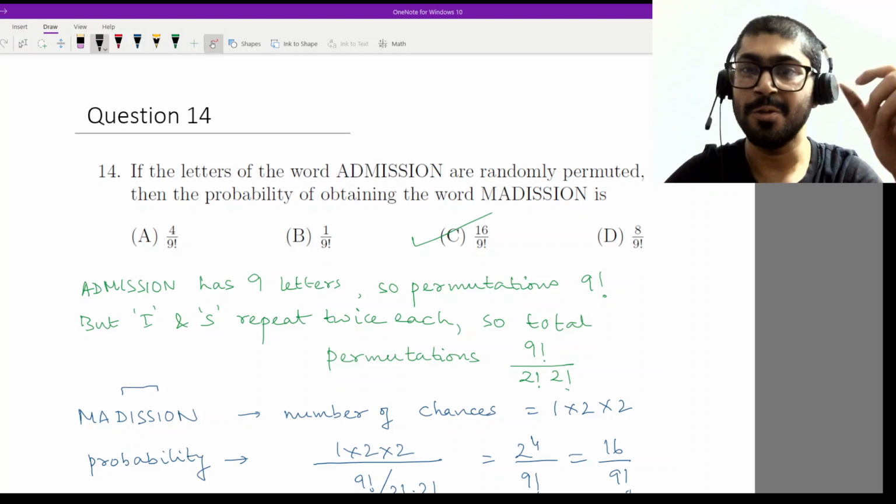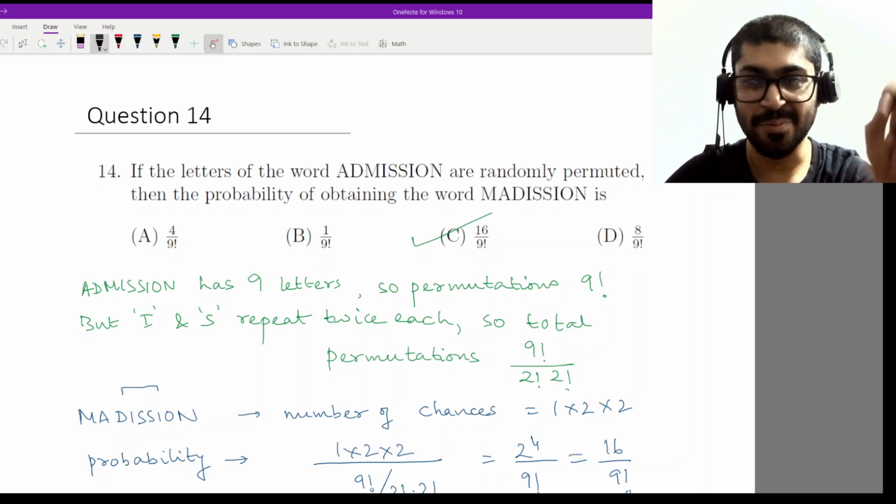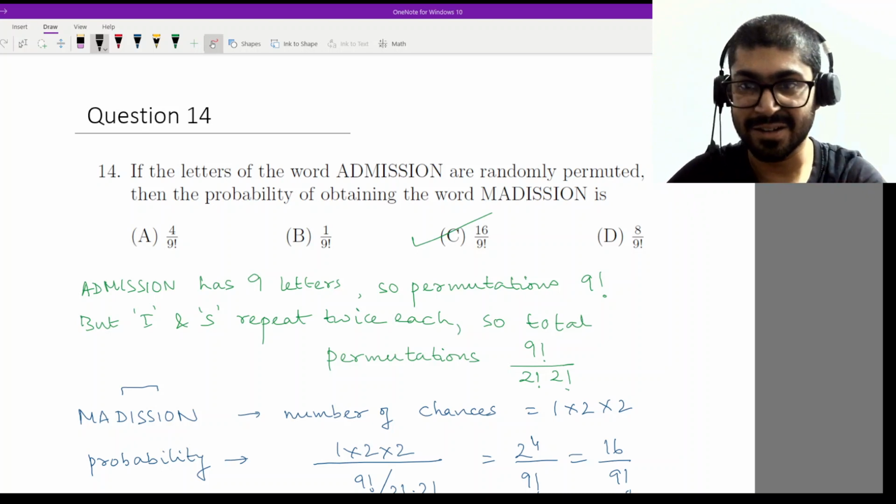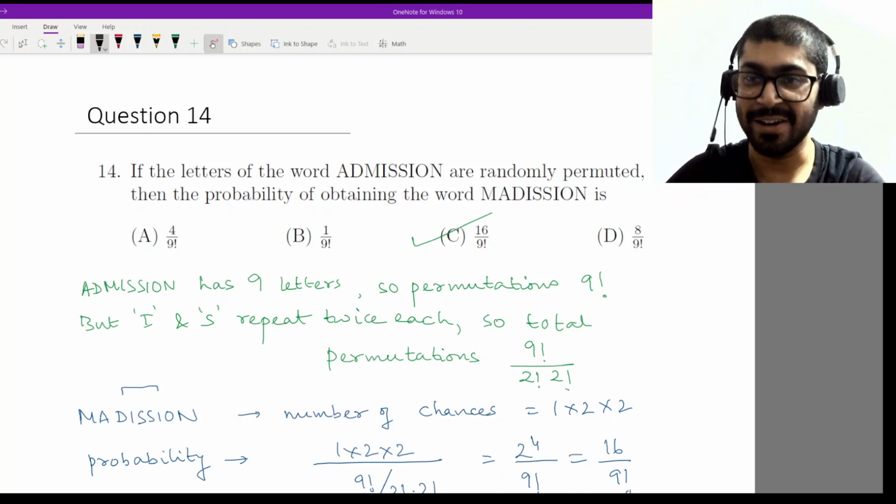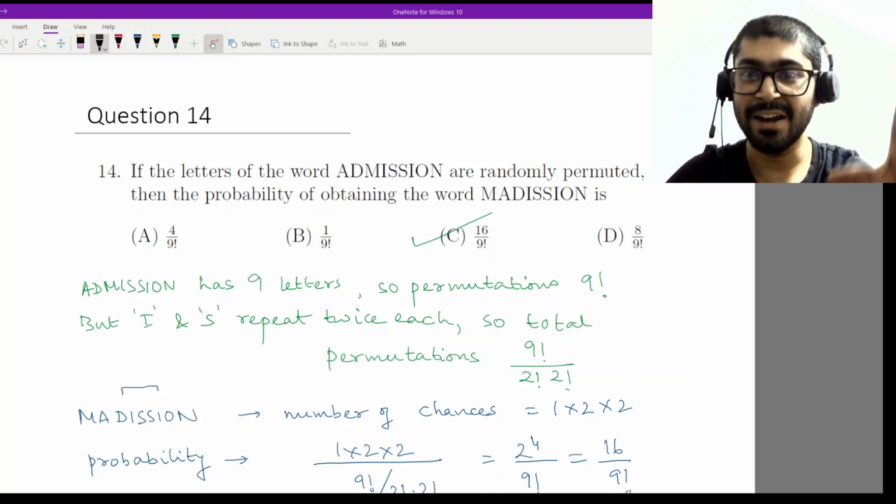Okay, so usually permutation and combination questions are a bit complicated in these types of exams, but well, someone got lucky and this question was quite easy. Okay, so please make sure that you solve these easy questions and I will see you all in question 15.